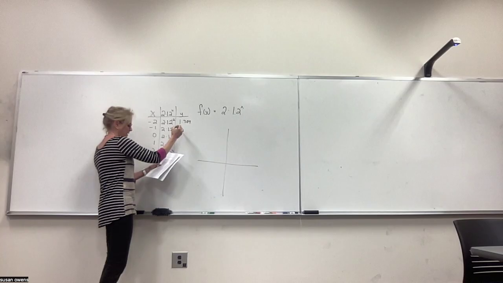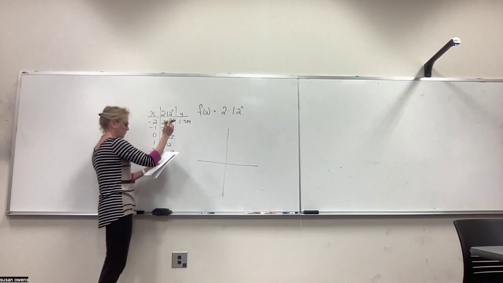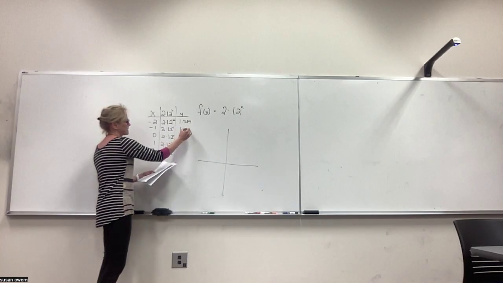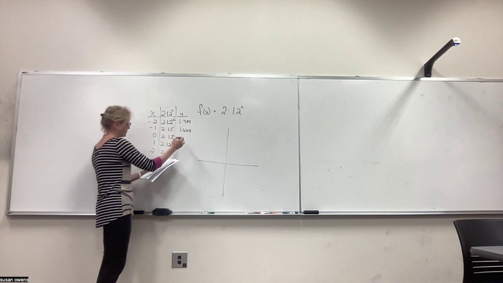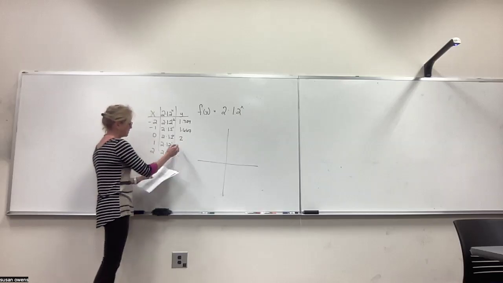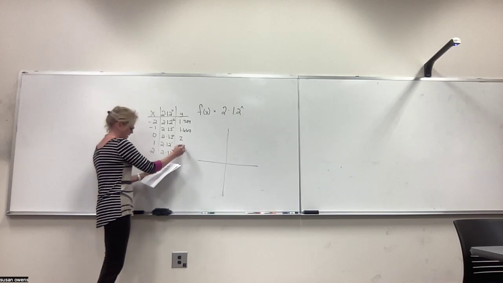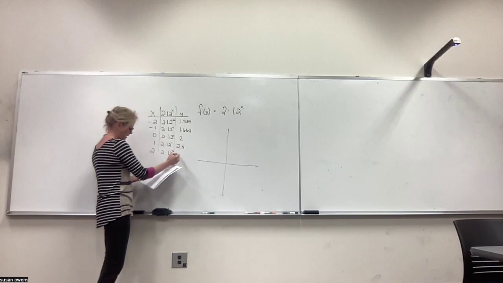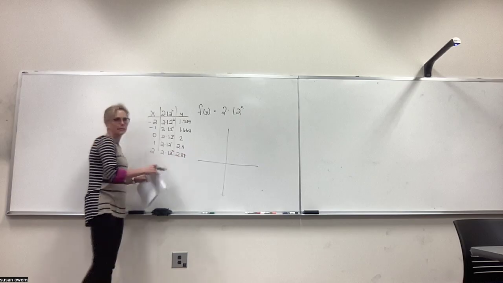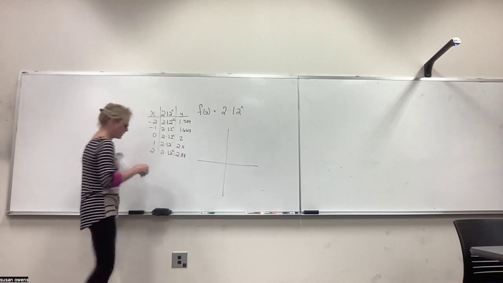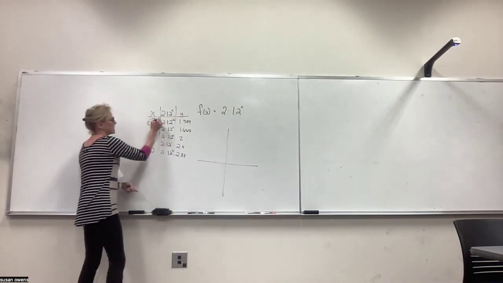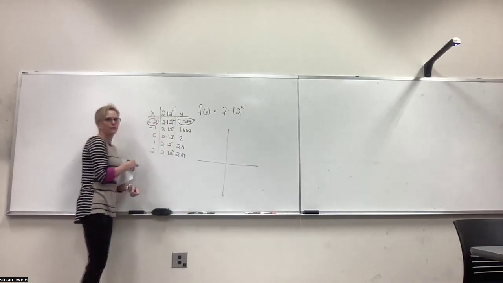So for -2, about 1.389. For -1, 1.667. For 0, 2. For 1, 2.4. And for 2, 2.88. Okay, so the points that we're graphing here are -2, 1.3, and so on.